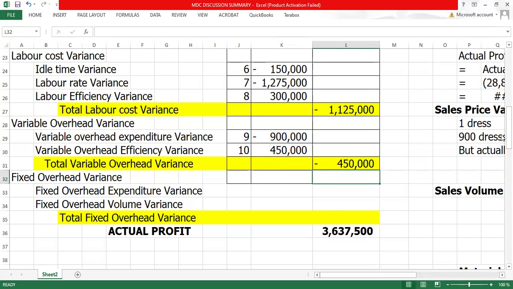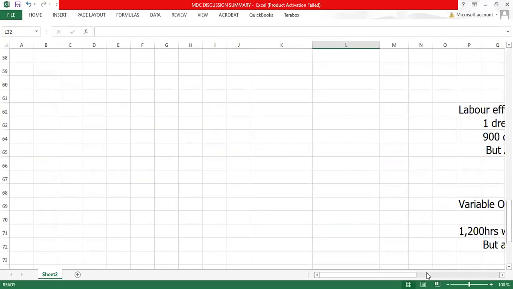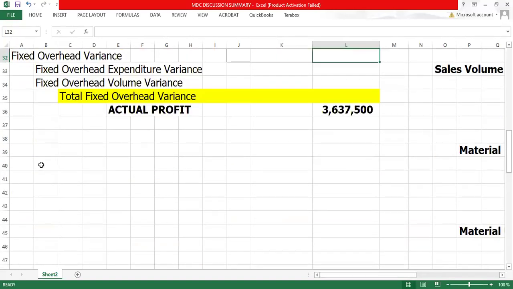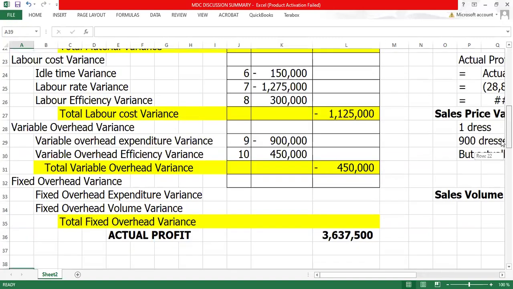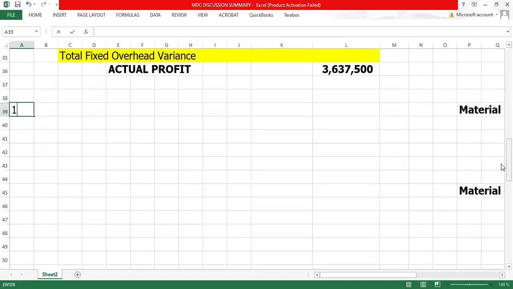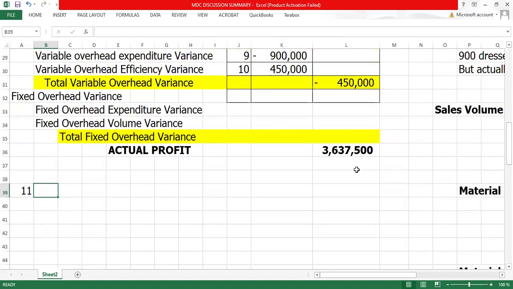Now go to the last one. Let me do it from here. As you do those ones, be naming. This is working number 11. I need fixed overhead expenditure.